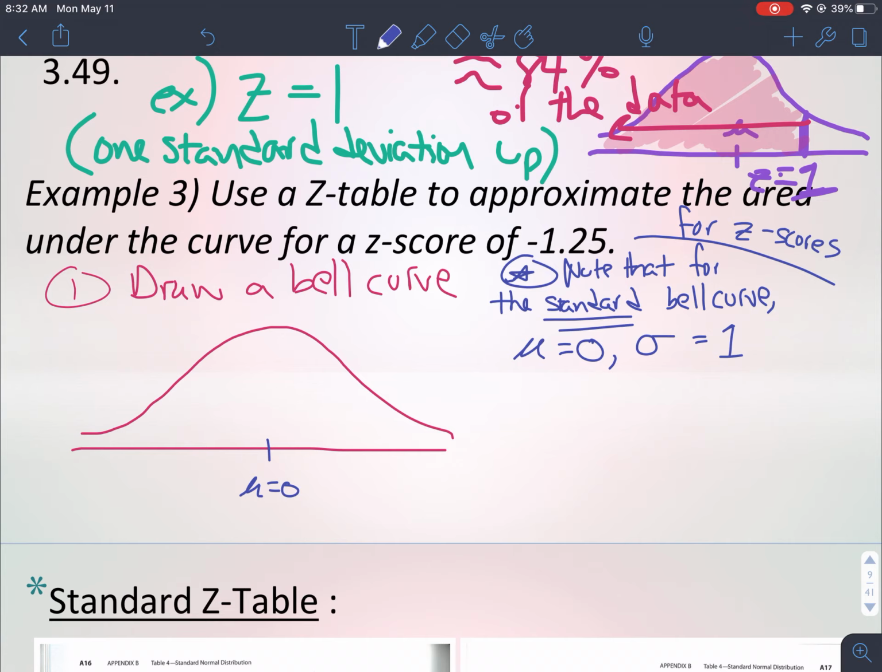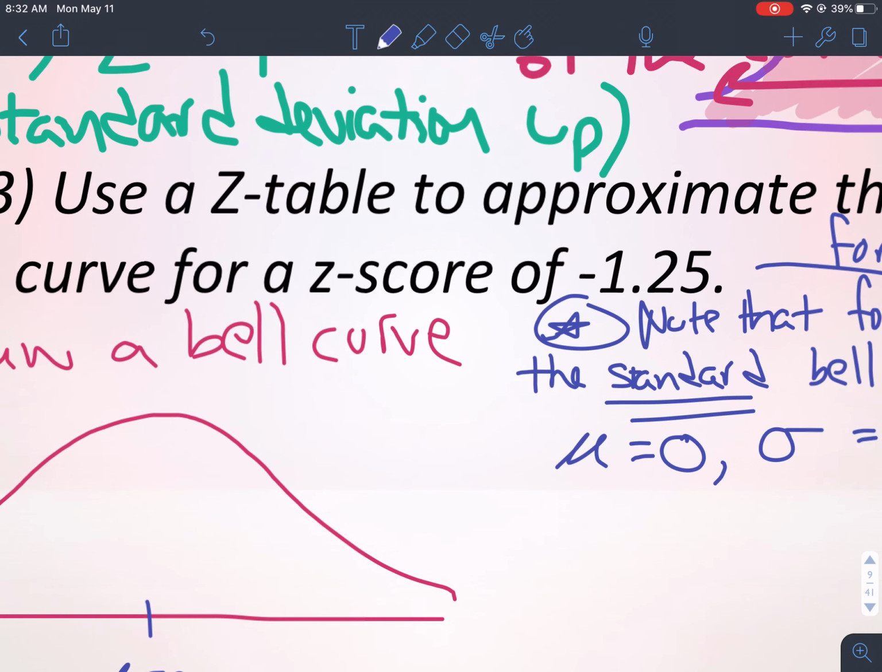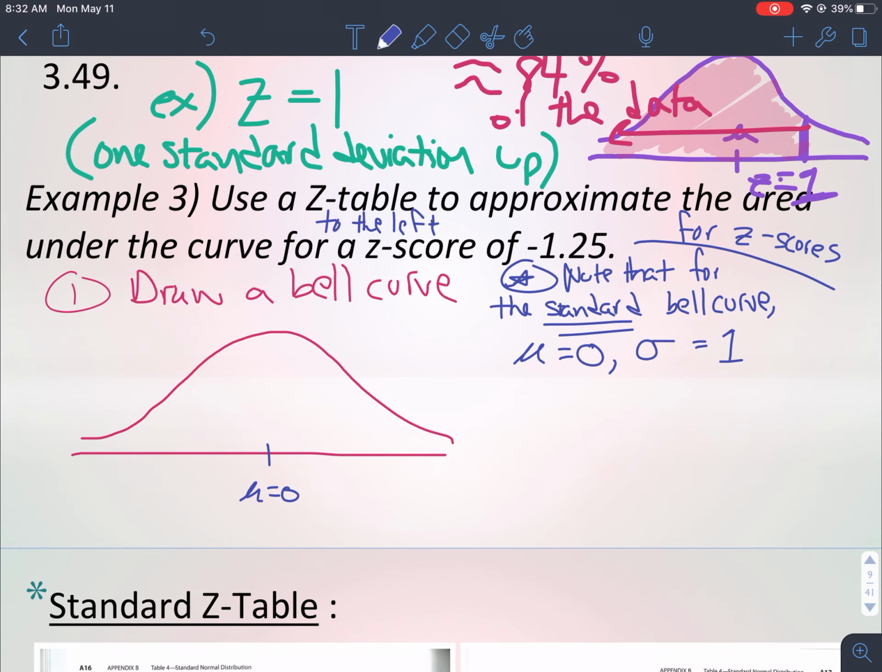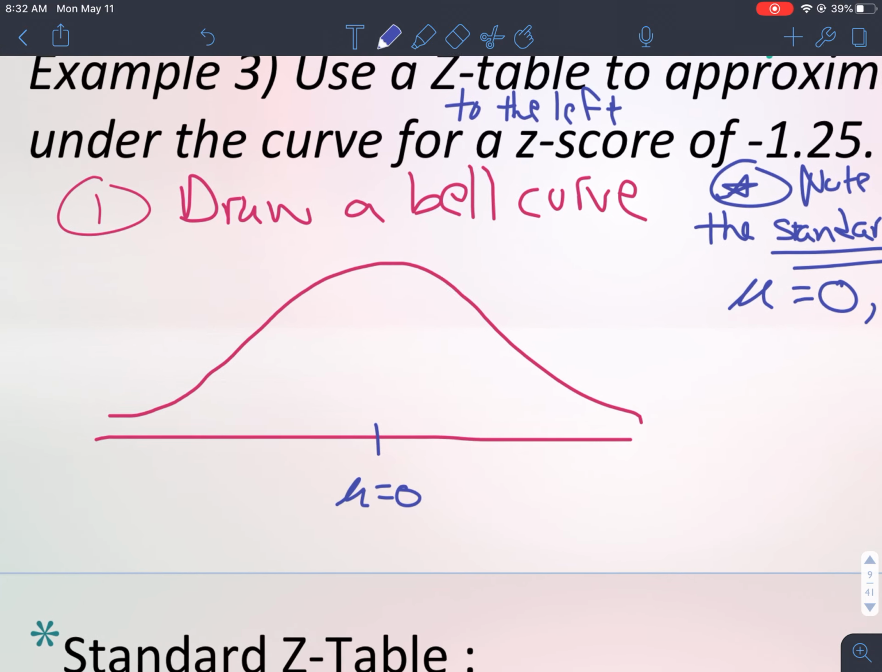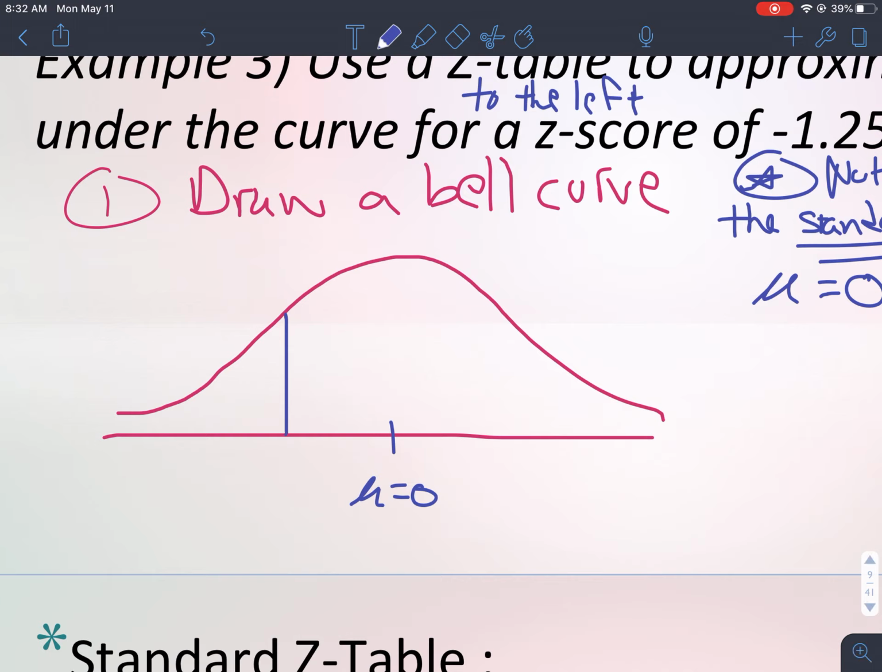At this point, please pause the video and see if you can find the area underneath to the left of negative 1.25. See if you can read that from the table. Alright, hopefully you tried it. In my picture here, negative 1.25 is negative 1.25 standard deviations to the left. Now what's the area to the left of the curve?